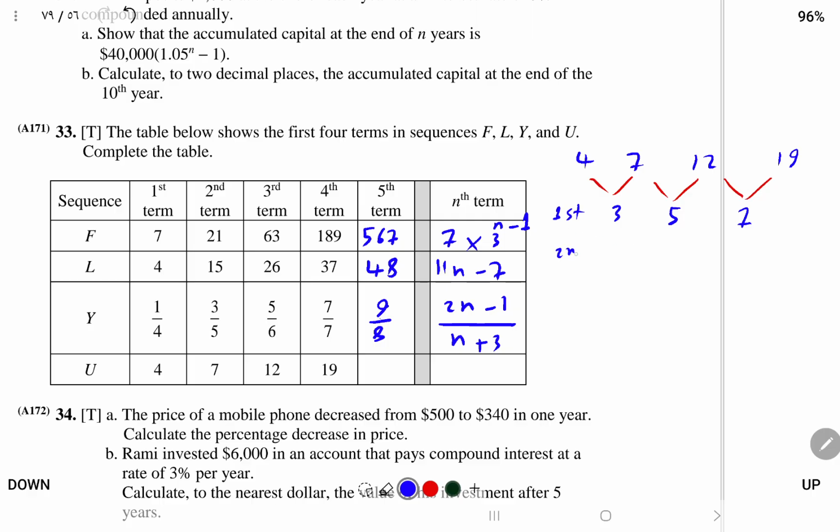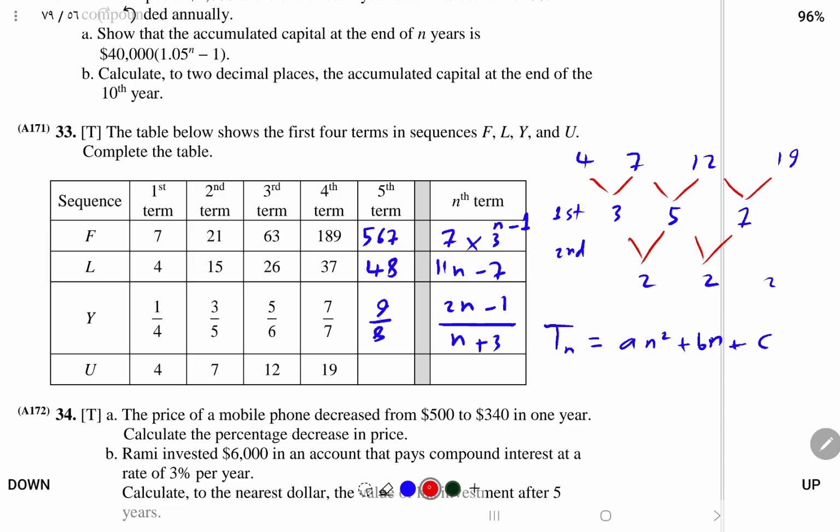What about now the second difference? For the second difference, now it's very clear that the second difference is 2. So if the second difference is constant, this means the sequence is a quadratic sequence. And the formula for a quadratic sequence, Tn is equal to an squared plus bn plus c. Now, our target is to find a, b, c.